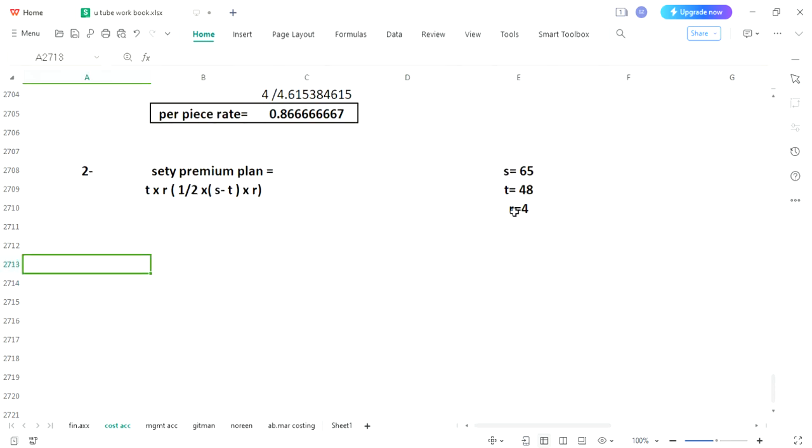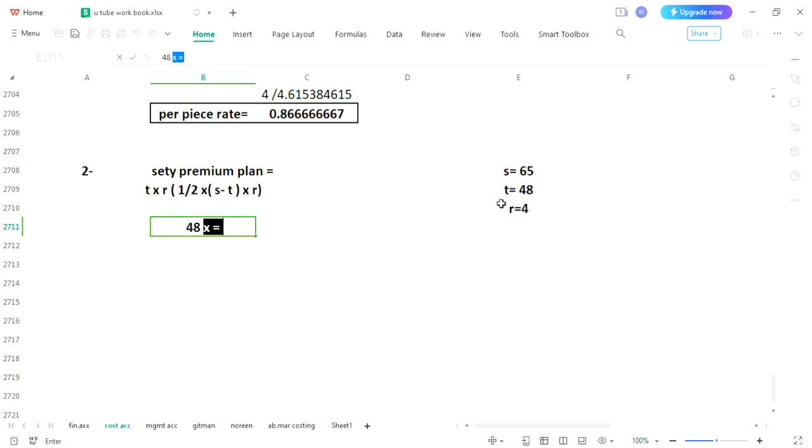S, T, R or R, S, T were needed. As you can see in the formula, only these elements are present. So we will see amounts from here directly instead of going up and down. Time taken 48, and you need to multiply it with R. R is 4. Okay, and next is actually plus, bracket open, and we haven't written plus over here.